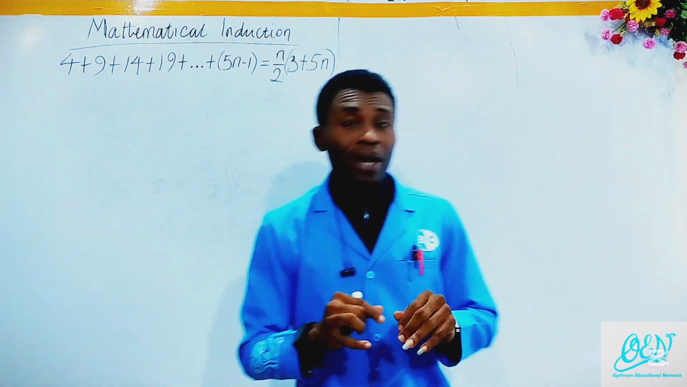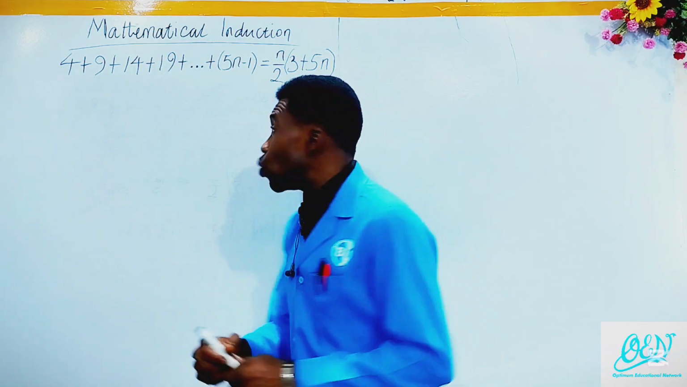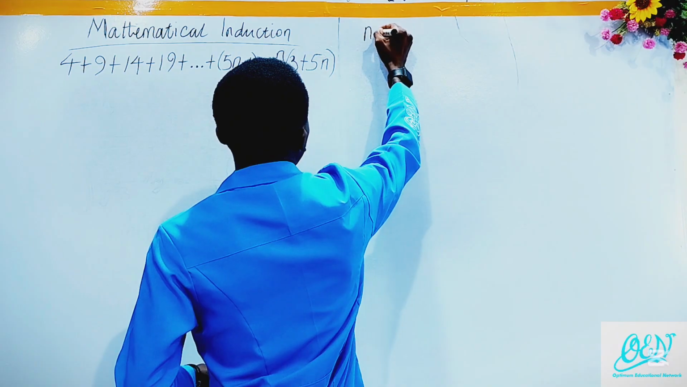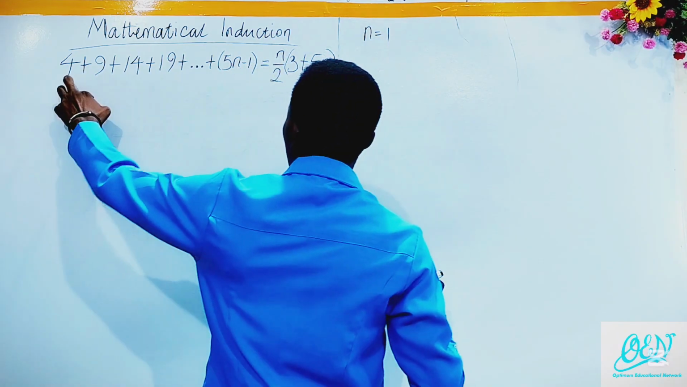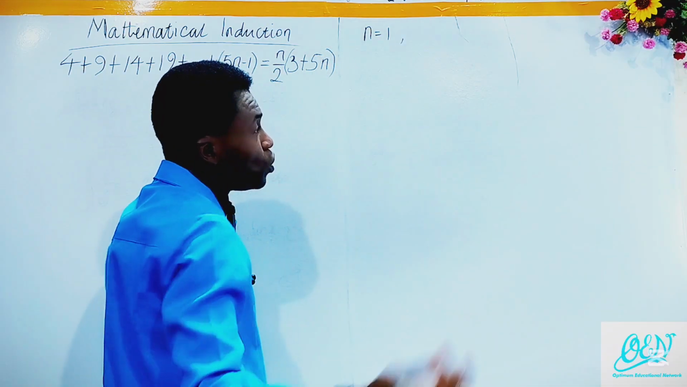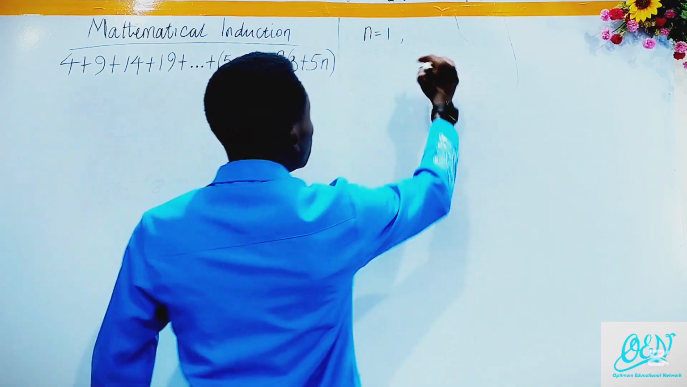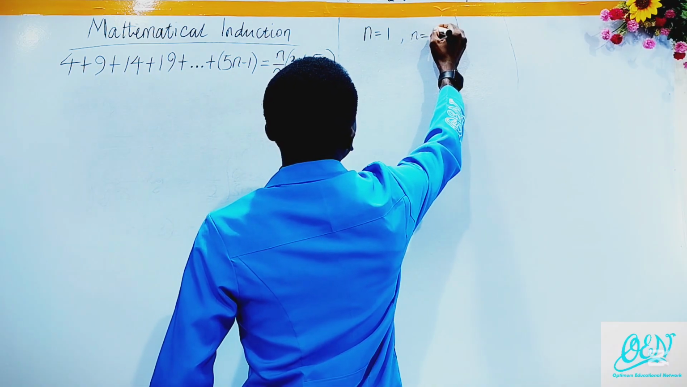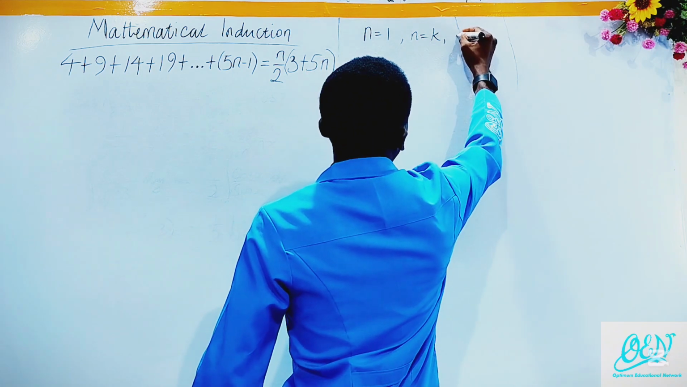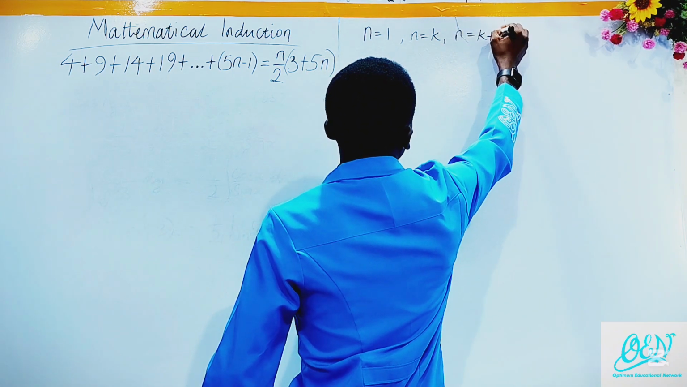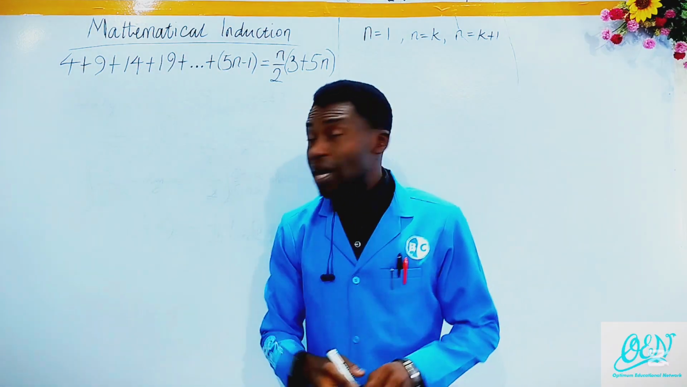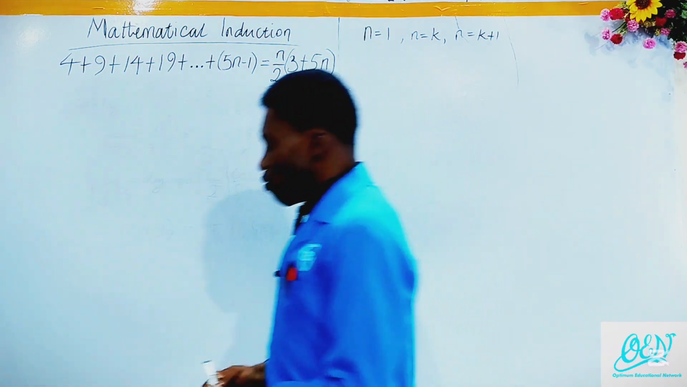The process of mathematical induction, by the way, takes three basic steps. The first step is to prove for when n is equal to 1. That is, prove for the first position when n is equal to 1. Then we'll look for an arbitrary position in the series. We can call that position k. So prove for when n is equal to k. And then we go a step further to add 1 to this k and prove for when n is equal to k plus 1. So these are the steps we take to solve the problem. Now, let's begin to solve this problem.